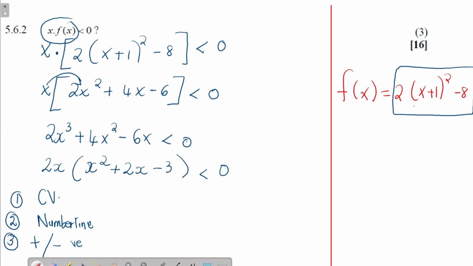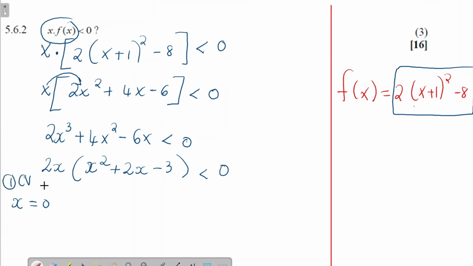We are simply going to be finding our critical values. So what are our critical values, guys? The first thing here, the first critical value, if you solve here, x is equal to 0. We are finding our critical values. x is equal to 0. Then here, guys, what do we do?